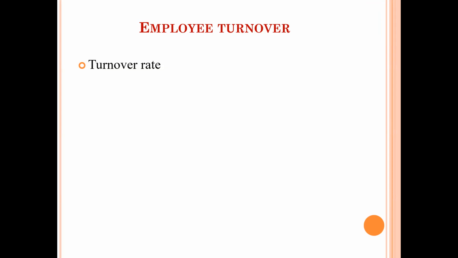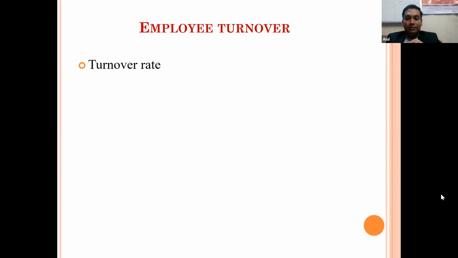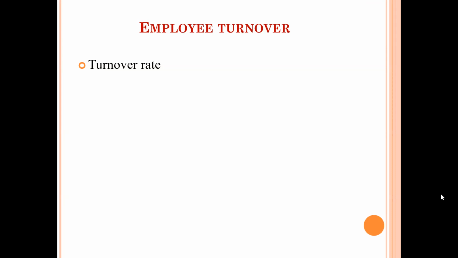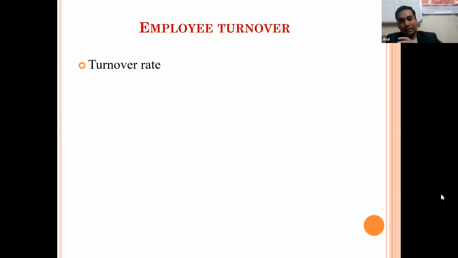So it would be functional, good. Functional turnover is the people who we want should leave the organization. Functional turnover means the bad employees, bad in the sense poor performers, are leaving from the organization. They should leave. Dysfunctional turnover means good employees are leaving from the organization.